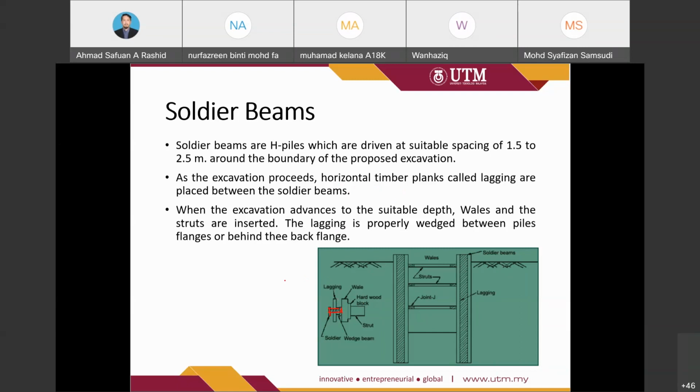When excavation advances to a suitable depth, the wale and the strut are inserted, and the lagging is properly wedged between the piles, at the flange or behind the back flange. So they put it within the H beam.